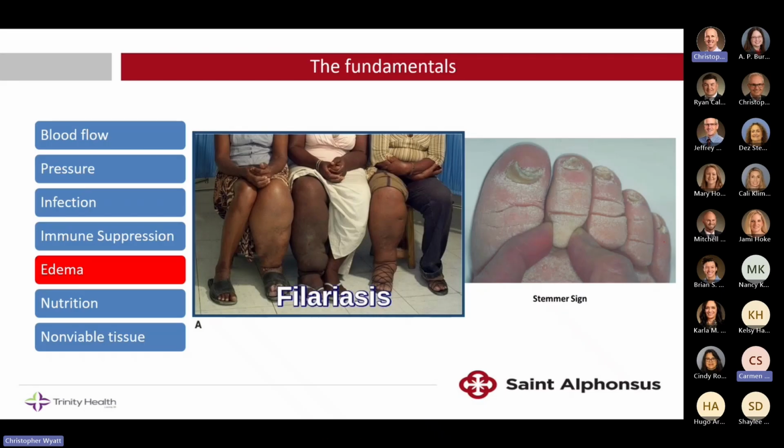But both types of edema are managed with compression, weight loss, activity. And for the lymphedema, once the wounds are healed up, we try to get them in with the lymphatic clinic for lymphatic massage, which is very beneficial as well.